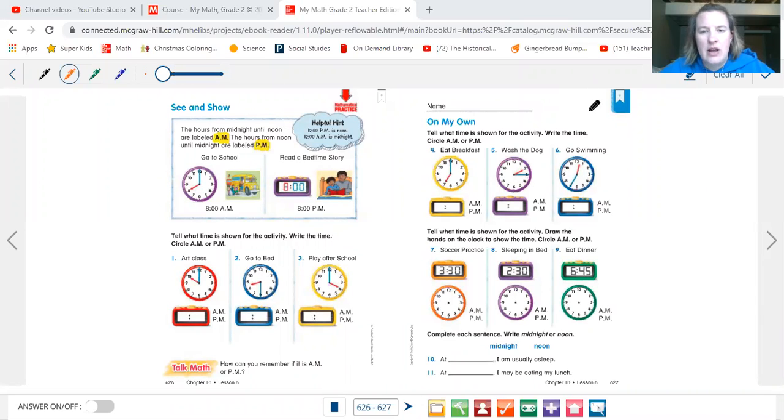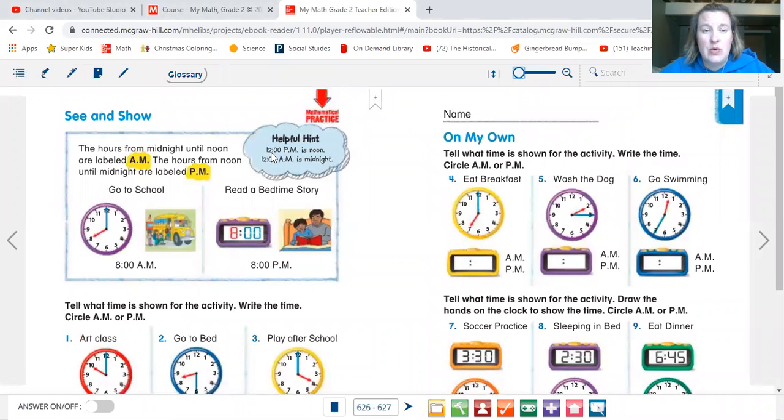Today we are talking about AM and PM, okay? So I want you to remember that AM means morning. AM runs, if you look at the note here, 12 AM is midnight all the way until 11:59 AM. And then 12 PM, which is about lunchtime, is afternoon all the way until 11:59 PM.